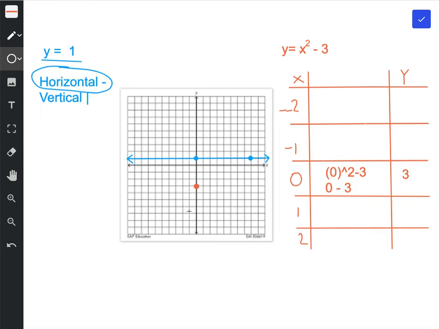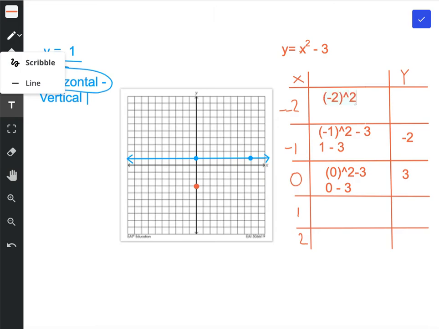That's what that point means. Okay. The next thing I have is, well, let's plug in a negative 1. That's a little tricky. If I plug in a negative 1, square it, minus 3. Well, negative 1 times negative 1 is positive 1. Minus 3 is going to be negative 2. Okay. What about negative 2? If I plug in a negative 2, square it, minus 3. Well, negative 2 times negative 2 is positive 4. Minus 3 is going to be 1.